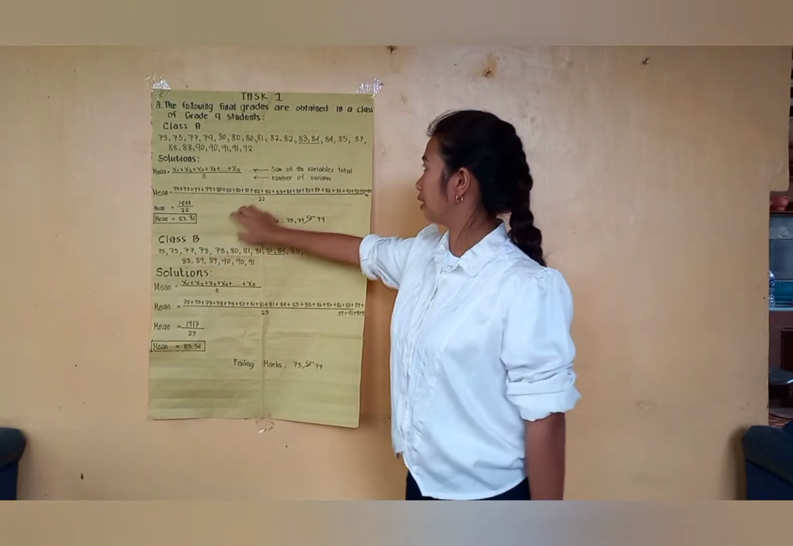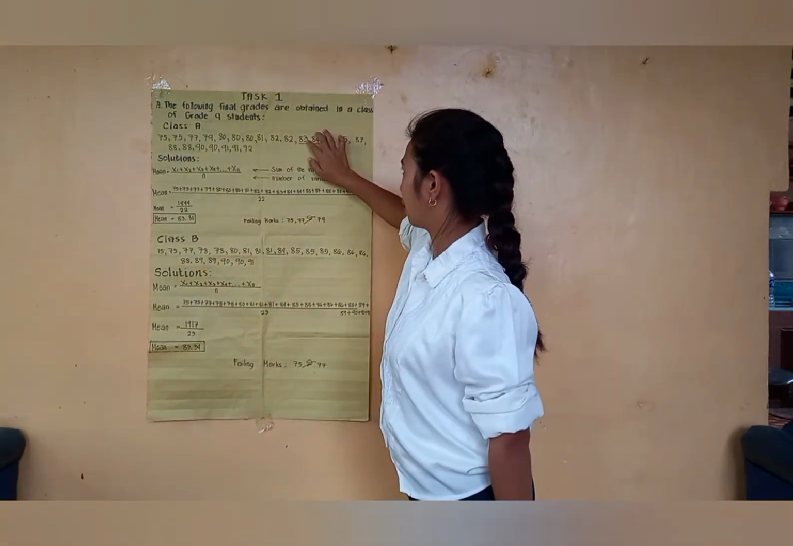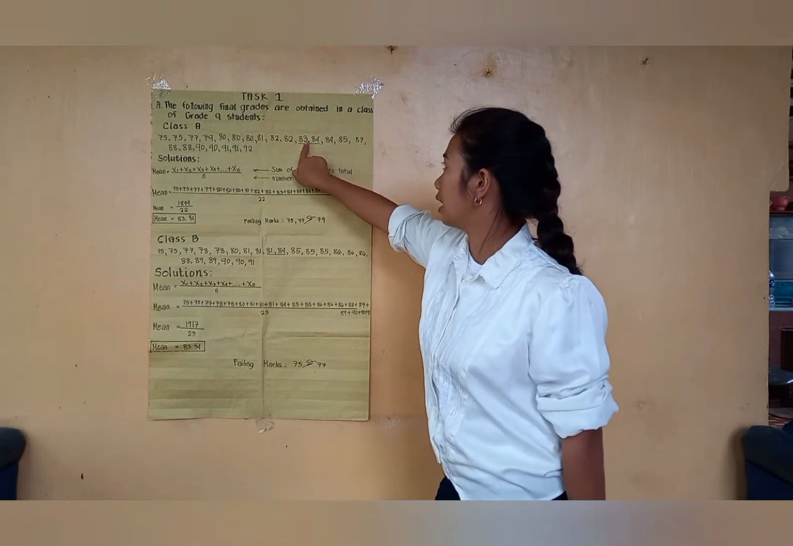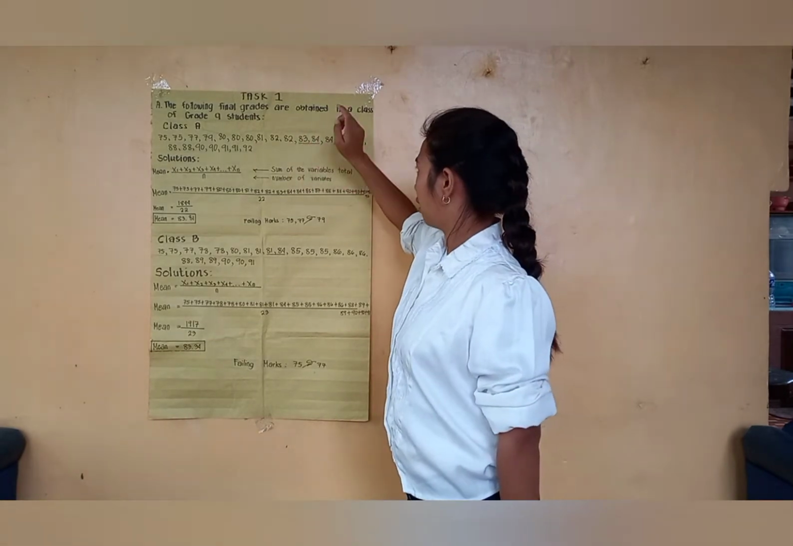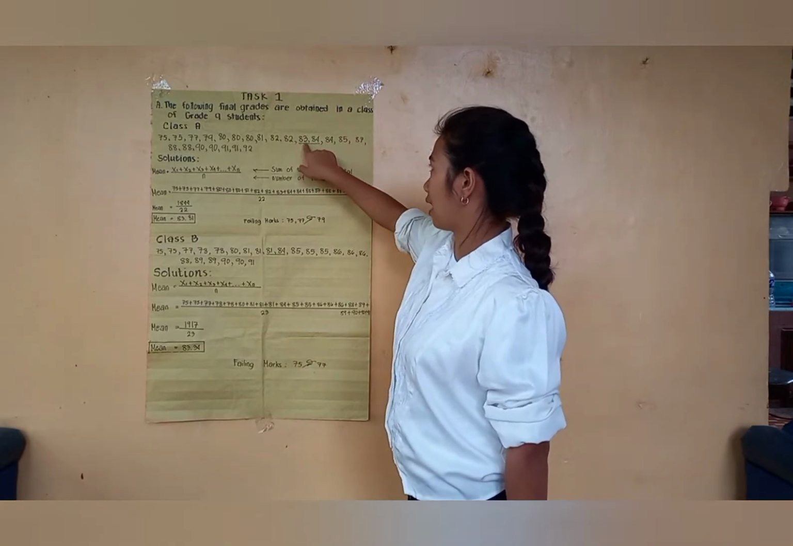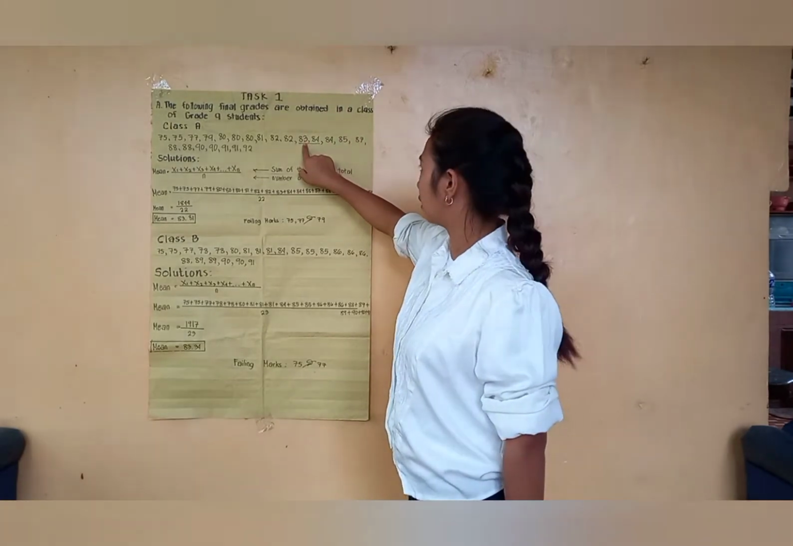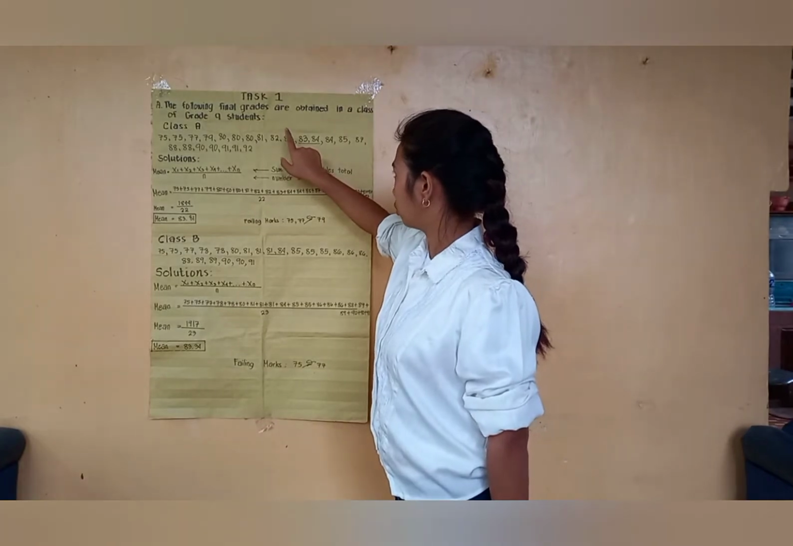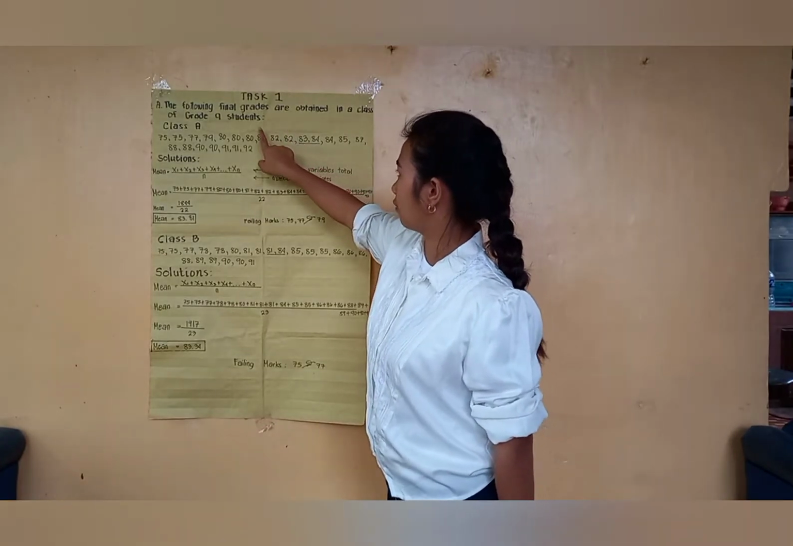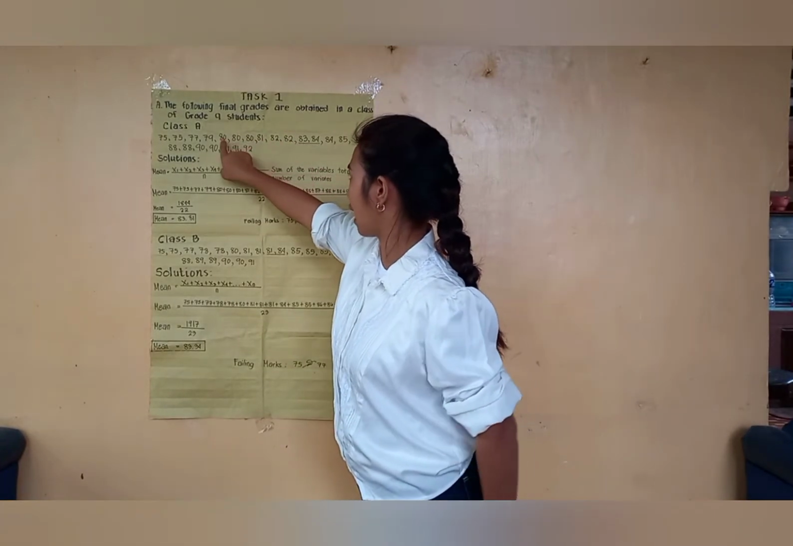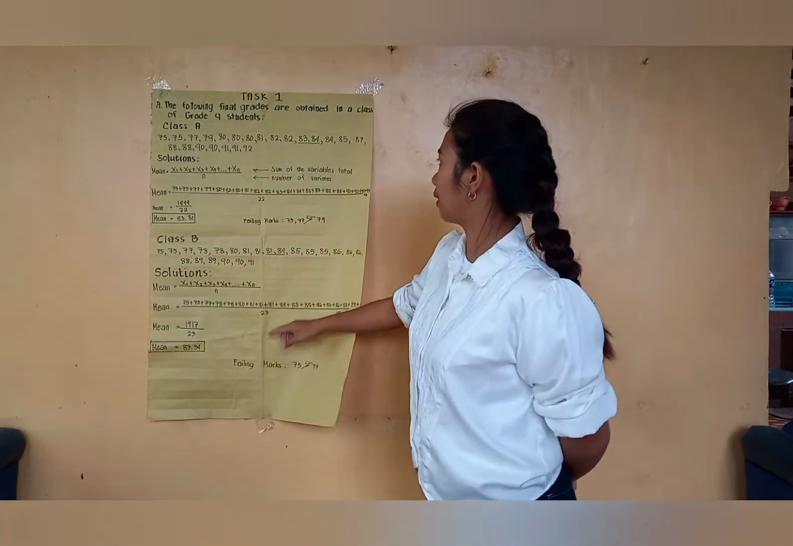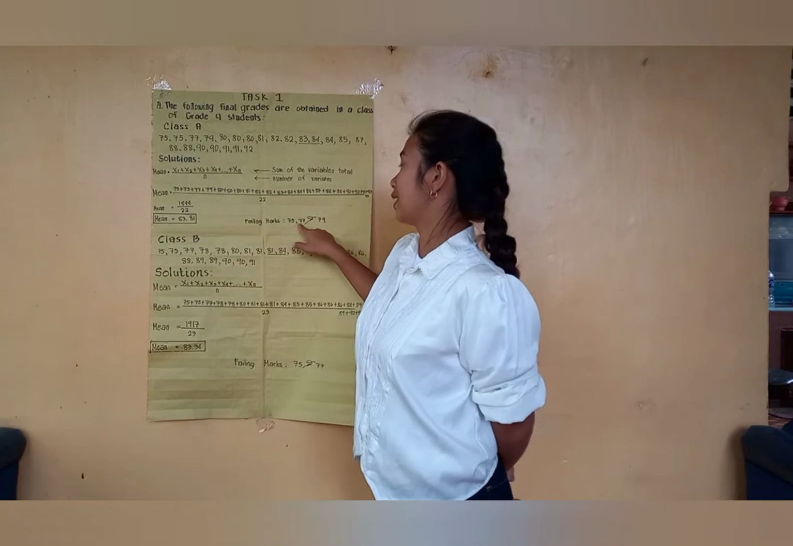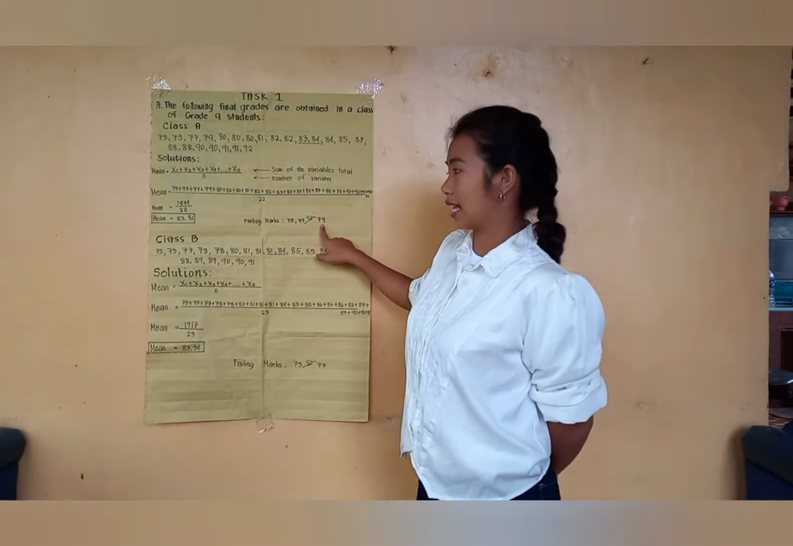To find the failing marks, here is 83. So we count. We begin to count here as 1, 83 as 1, 2, 3, 4, 5, 6, 7. So the rest is the failing marks. So our failing marks are 75, 77, and 78.